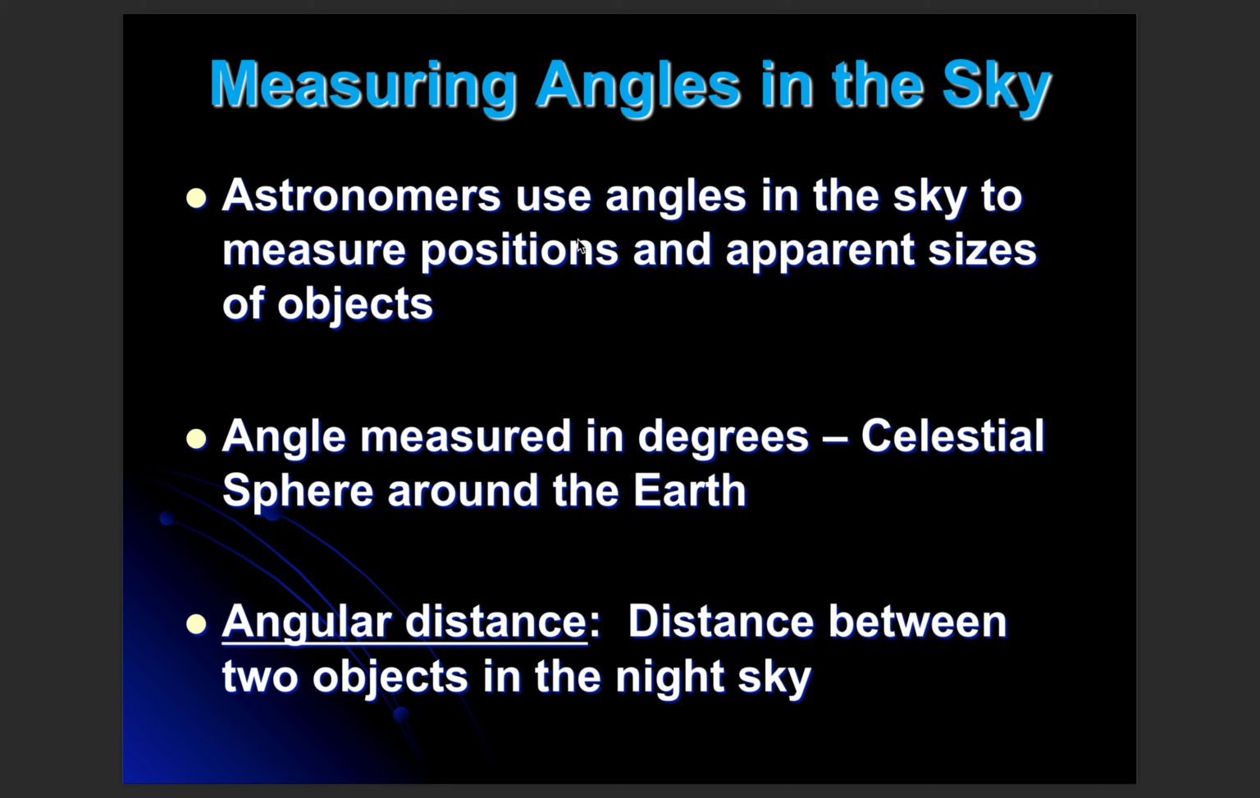Okay, so if we wanted to measure angles in the sky, now you see that we look at our sky as this round sphere, okay, because we have a round Earth. So when we talk about measurements in the sky, we have to use angles. So astronomers use angles to measure the distance, apparent sizes, and distances between objects. So an angular distance is just the distance between two objects measured in degrees because we're talking about a sphere.